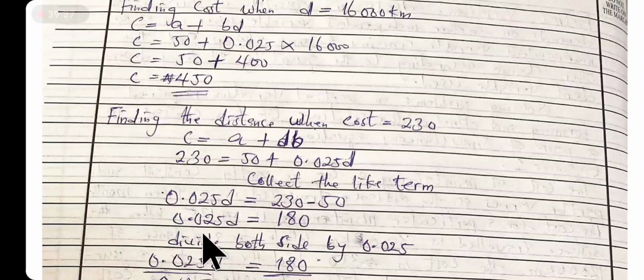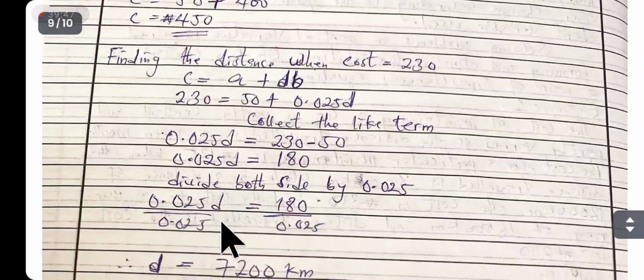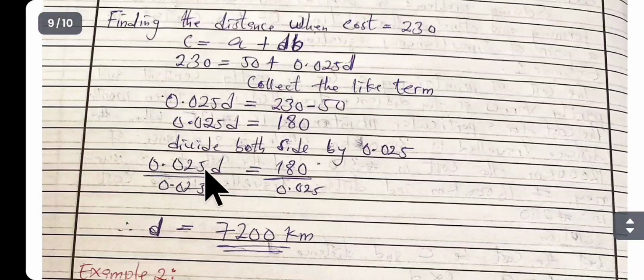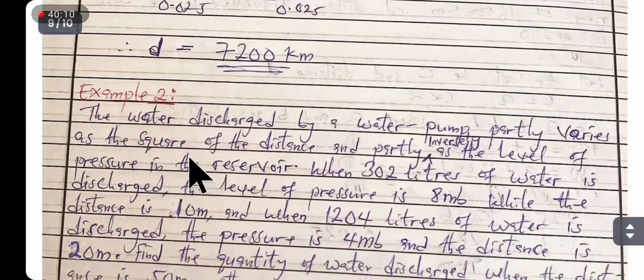So therefore, you are going to divide both sides by the coefficient of D, which is 0.025. By the time you do that, you discover that 0.025D all over 0.025 is equal to 180 all over 0.025. So the 0.025 will cancel themselves. D is equal to 180 divided by 0.025, which is 7200 kilometers.